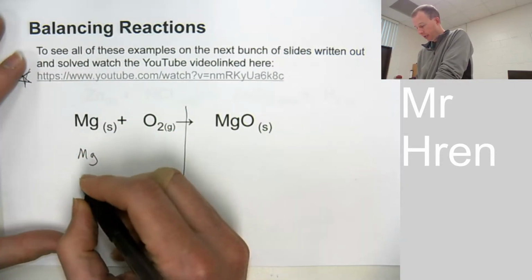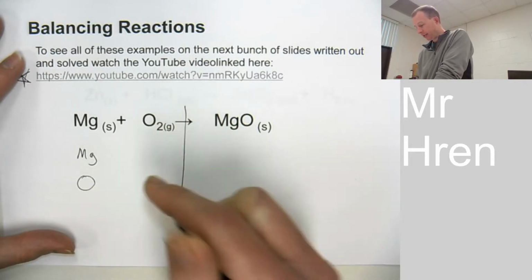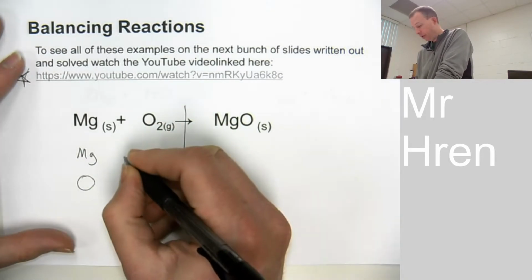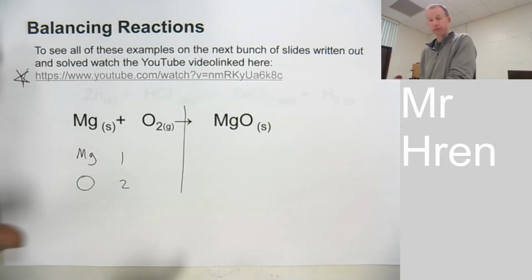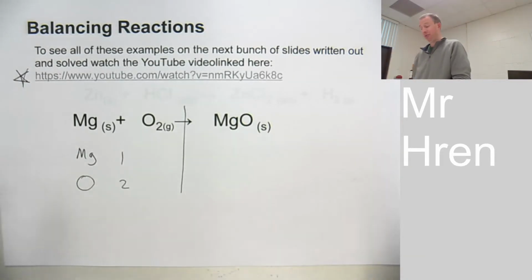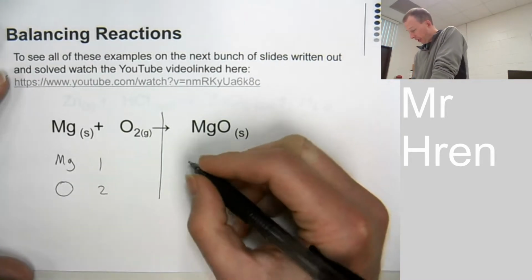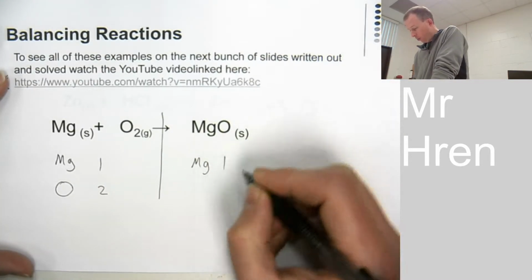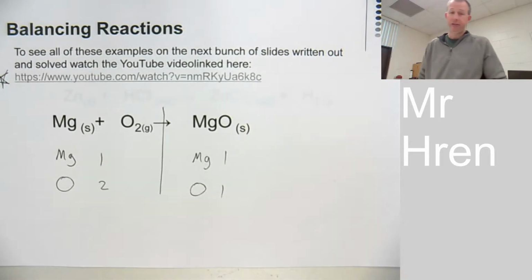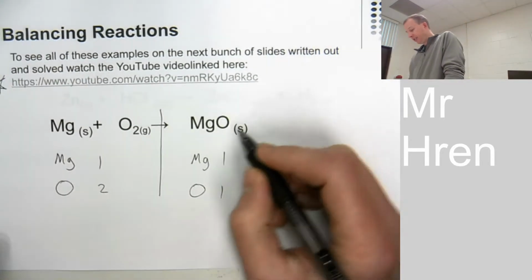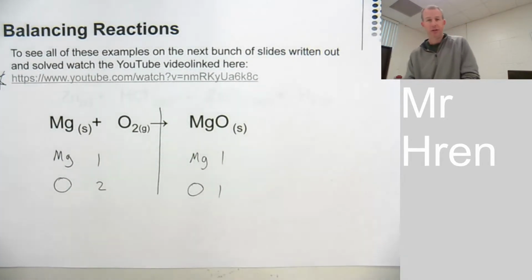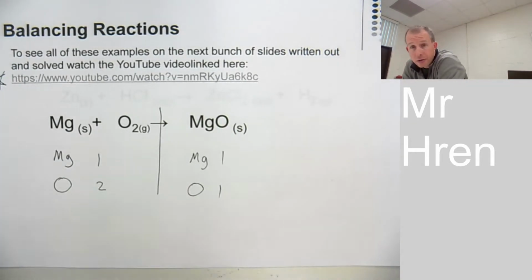So I have 1 magnesium and then oxygen. How many oxygens do I have? I have 2. So I have 1 magnesium, 2 oxygens. Reasonably simple. This is a super easy example. And then over here, it's like, okay, I've got, again, 1 magnesium, but in this case, only 1 oxygen. Now, these phases, the solids and the gases and the liquids and all that, those don't matter at all. So don't worry about those. In a lot of the examples you do, they won't even have those.